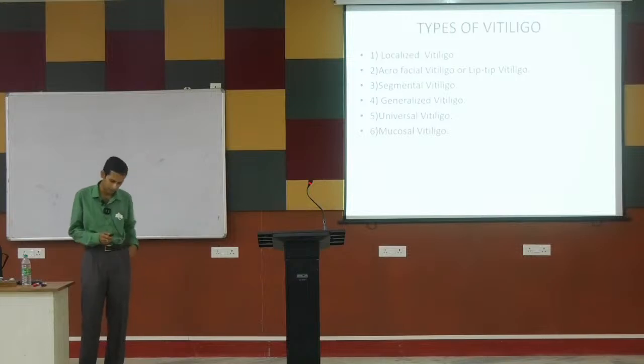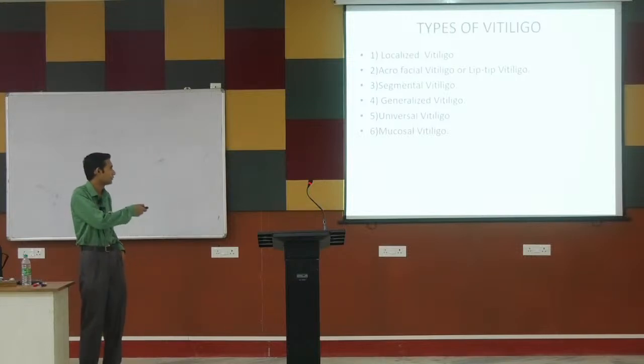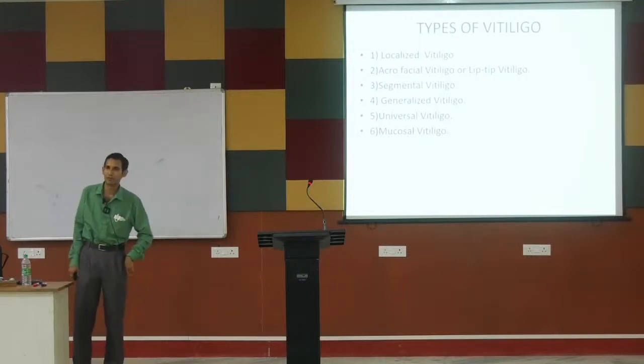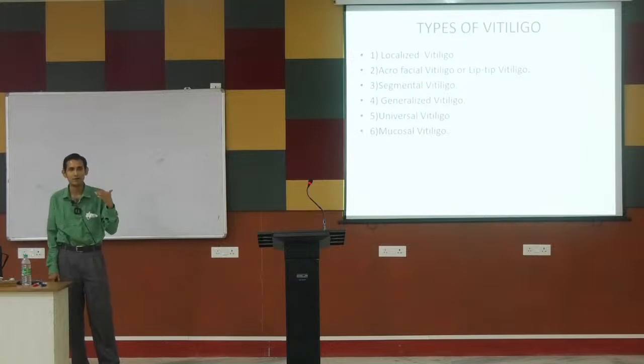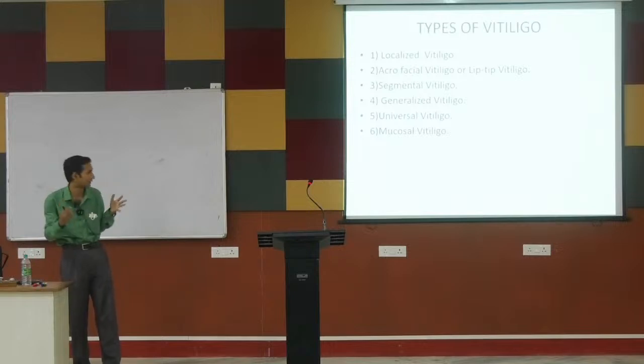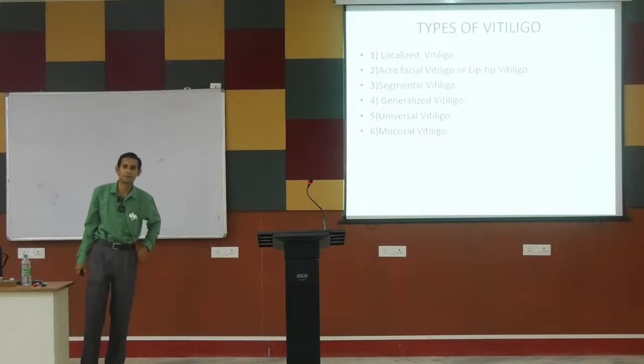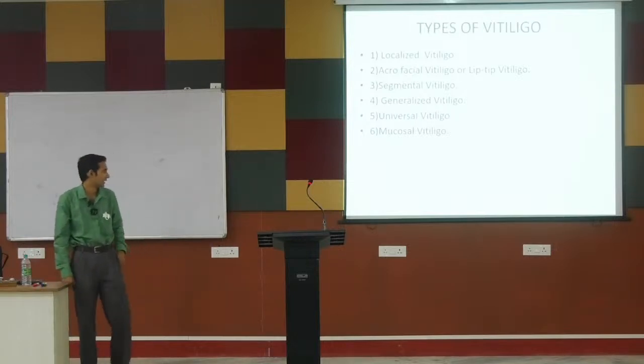And what is universal vitiligo? Universal vitiligo means vitiligo affecting more than 70 to 80% of the body surface area. That is, almost the entire body surface area is affected by vitiliginous skin. It is known as universal vitiligo. And the last one is mucosal vitiligo.